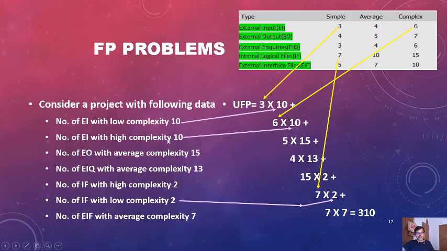In such a way we are multiplying the weights with the number of inputs and adding them, making the summation, and finally we get 310. So we have got the UFP, the unadjusted function point. After calculating the UFP, we will calculate the VAF. To calculate the VAF, we have to calculate the TDI first.